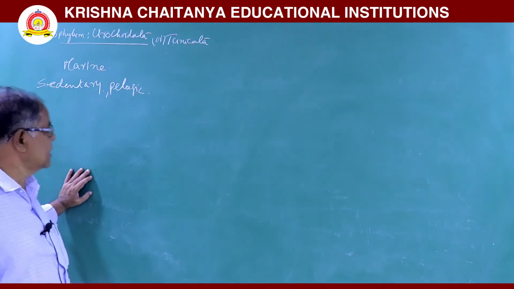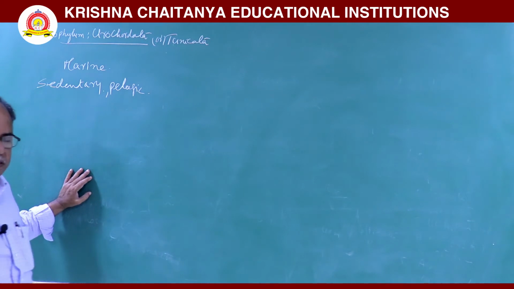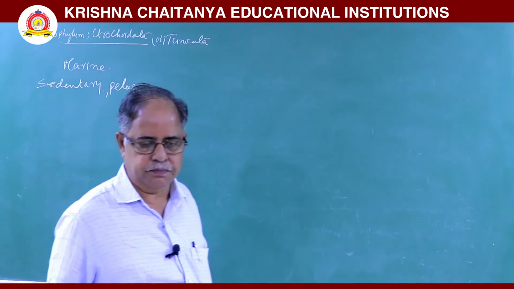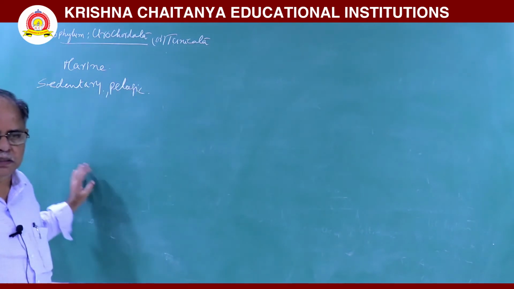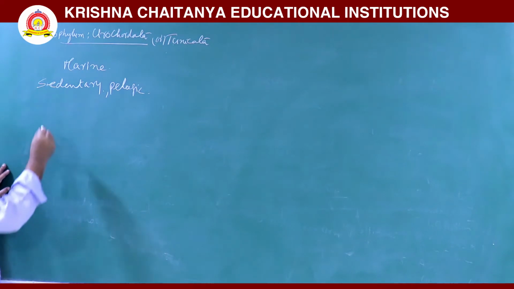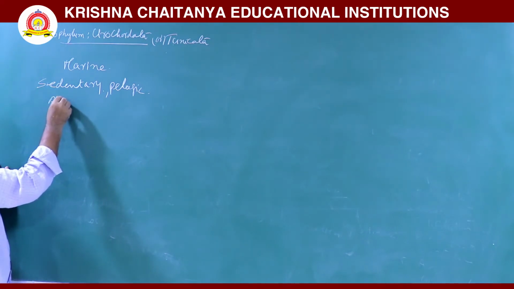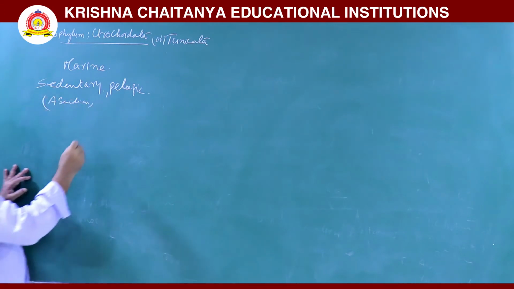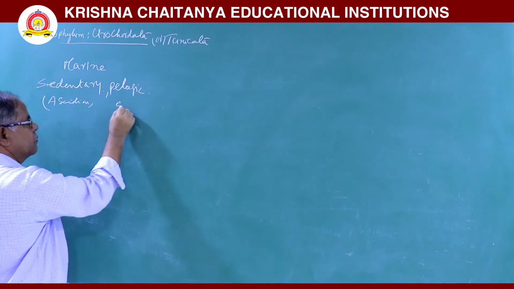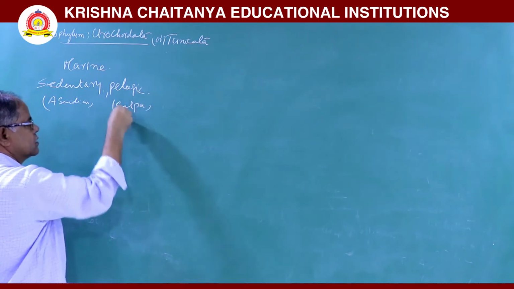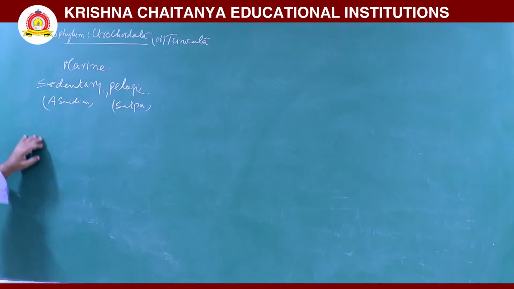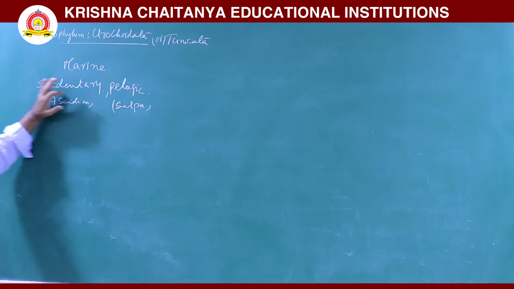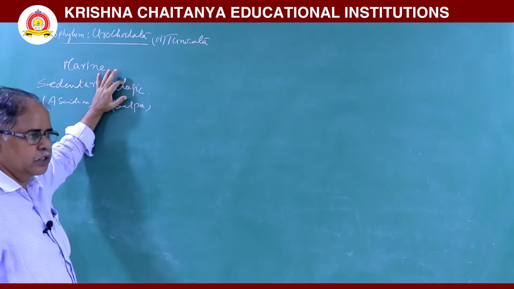Some are pelagic. Pelagic means they float on the surface of the water. Example for sedentary, ascidian. Ascidian is a sedentary. Pelagic means salpa. Salpa, doliolum, like that. Ascidian is a sedentary urochordate and salpa is a pelagic urochordate.